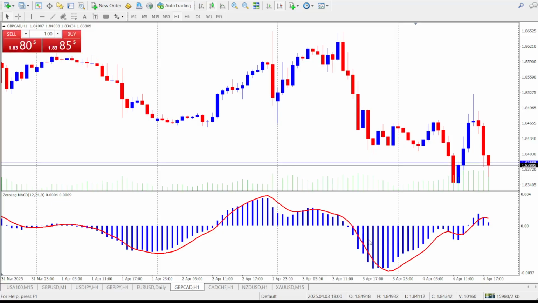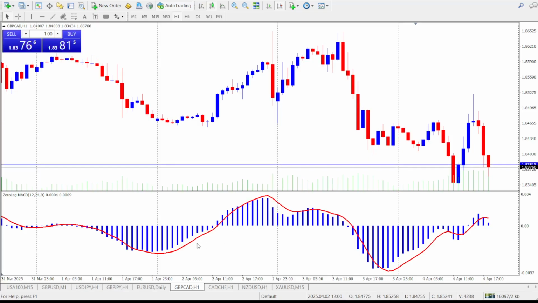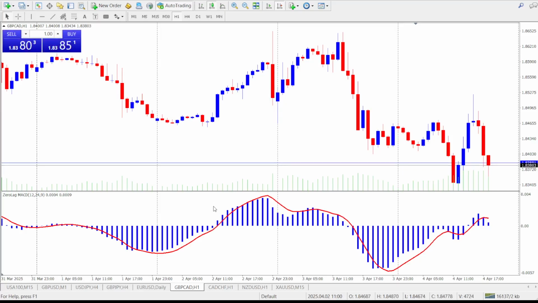But that is not all. The ZeroLag MACD also includes a red moving average slope that represents the 9-period signal EMA. This moving average helps smooth out the MACD signal, making it easier to spot confirmed trends. For example, when both the histogram bars and the signal EMA cross above the zero line, it's a strong indication that the market is shifting into a bullish trend. You can see that we had a bullish move around here.